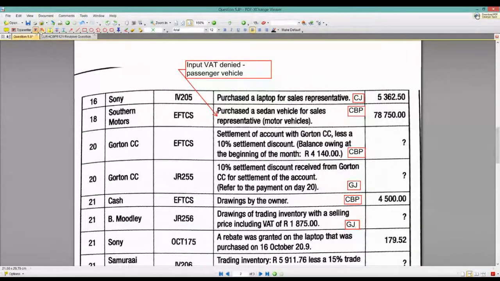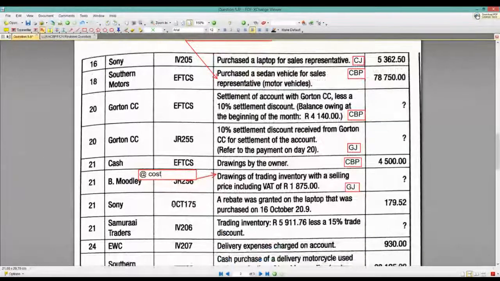And remember, when we take our drawings, it is always at cost. So for this one, we will have to go work out the cost price. And that is where the markup percentage is important. And then on the 21st, we've got a rebate was granted on the laptop that was purchased. So we say a rebate would go to your credit allowance journal.